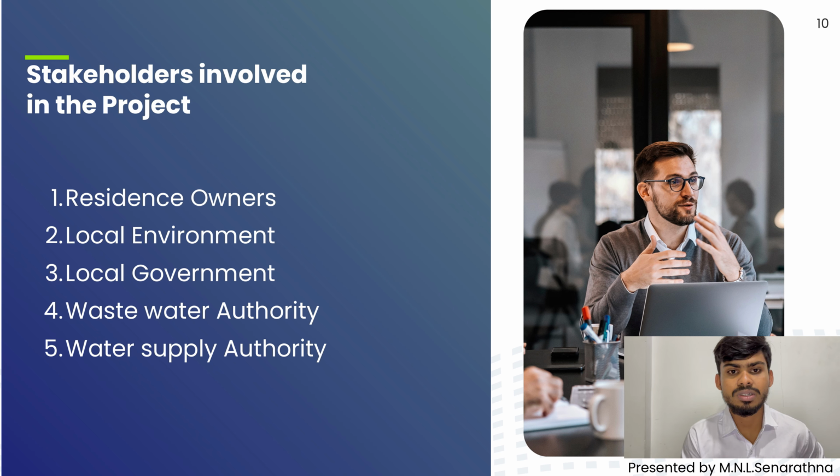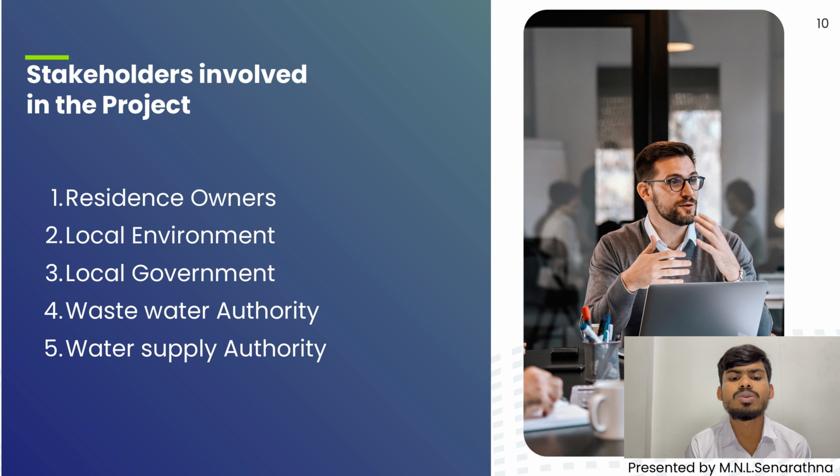The local environment, this includes soil, water bodies and ecosystems. Local government, they are responsible for approving, monitoring and regulating the system. Wastewater authority, they provide technical support to ensure the system meets standards. Water supply authority, since treated or recycled water may affect supply quality, this authority monitors safety and consistency.